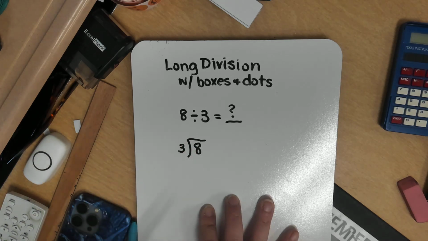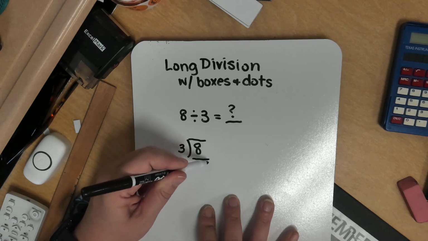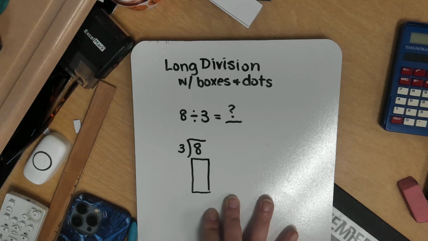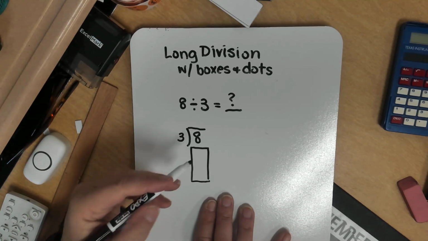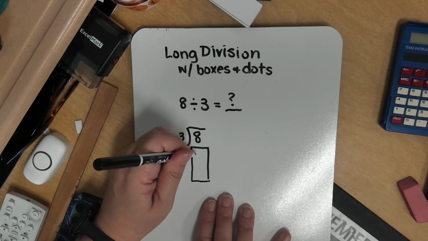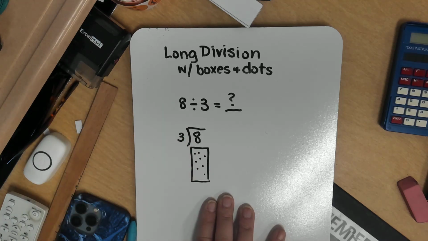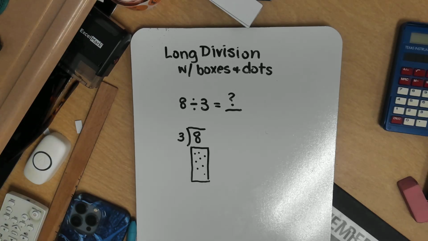Now I'm going to look at the 8. I have one digit, so I'm going to draw one box. And in the box, I have to place 8 dots. I can draw them any way I want. 1, 2, 3, 4, 5, 6, 7, 8. However, if I draw them all mishmash, it's going to be harder to circle equal groups.